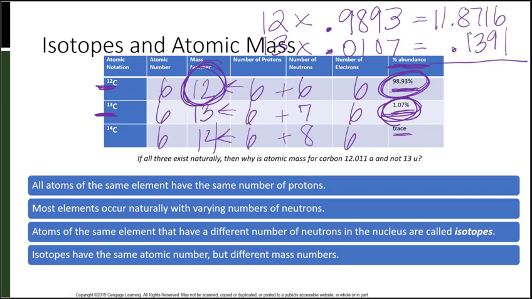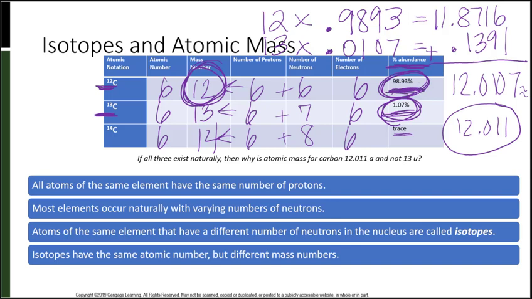Okay, I got each of those separate answers, and then finally the last step, we add them together. That gives me 12.0107, which rounds to 12.011. If I take another minute to look at this, my largest percentage, almost 99% of my sample, weighs 12. Notice that my average is closest to 12, but a little bit bigger than 12 because 1% of my sample is 13. So it's going to be in between 12 and 13, but definitely much closer to 12.